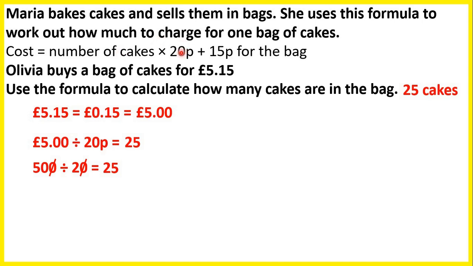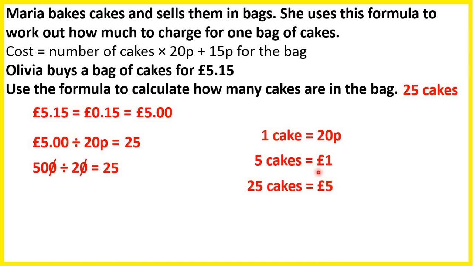25 times 20 pence is £5, and then when we add 15 pence for the bag, we get a total cost of £5.15. The other way of working out £5 divided by 20 pence is to count up in steps of 20 pence until we get to £5. So if we know that one cake is 20 pence, we can multiply by 5. So 1 times 5 is 5, and 20 pence times 5 is 100 pence, which is the same as £1. But then, to get £5, we can multiply £1 by 5, and then multiply 5 by 5, and that tells us that 25 cakes will cost £5. So then, when we add 15 pence for the bag, we'll get £5.15.